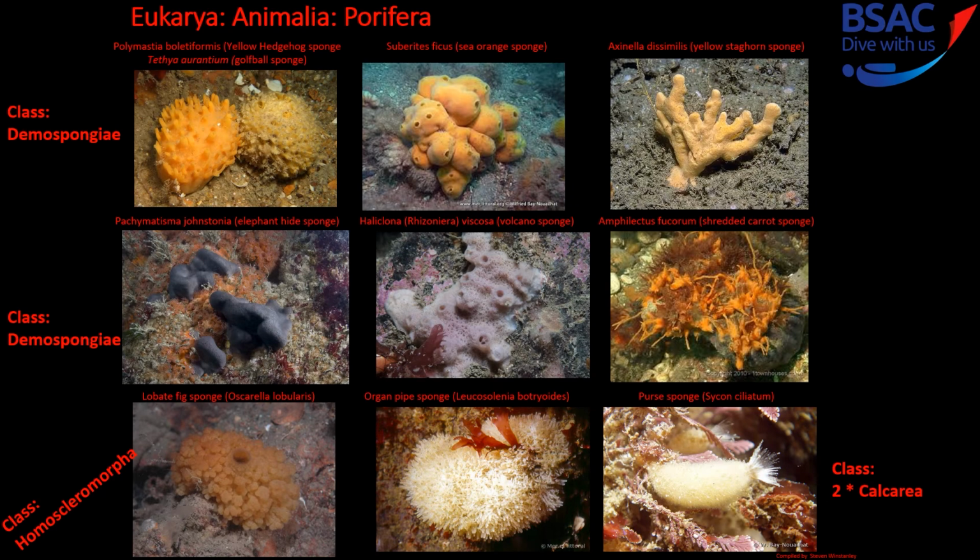Homoscleromorpha. These sponges are massive or encrusting in form and have a very simple structure with very little variation in the fine calcium spicular structure.